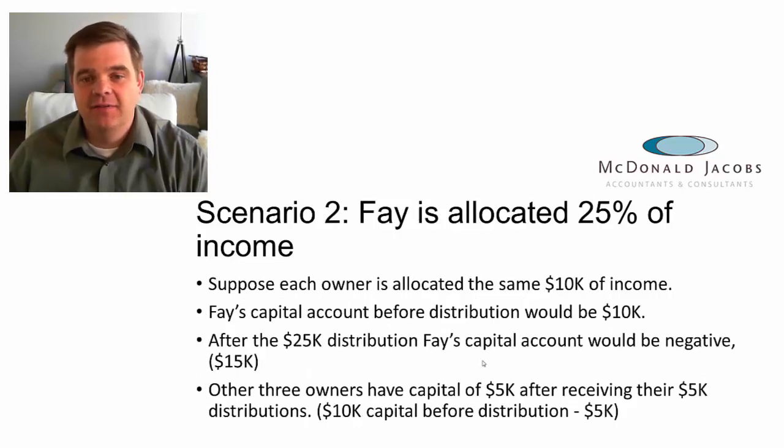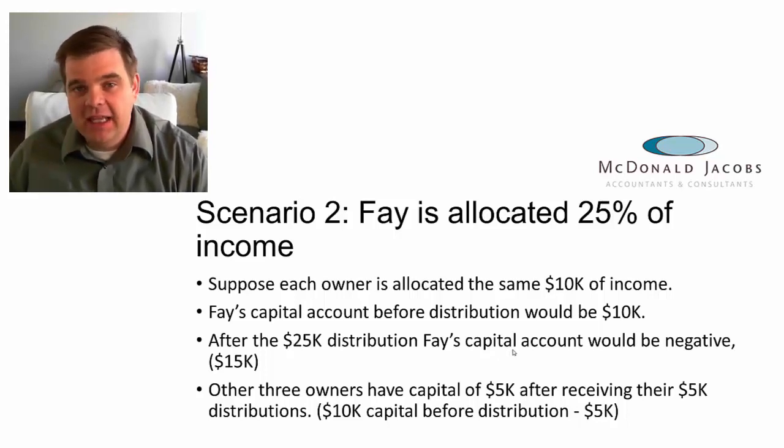So scenario 2, Faye is allocated 25% of the income, and all the other members are each allocated 25%. So where are we going with this?